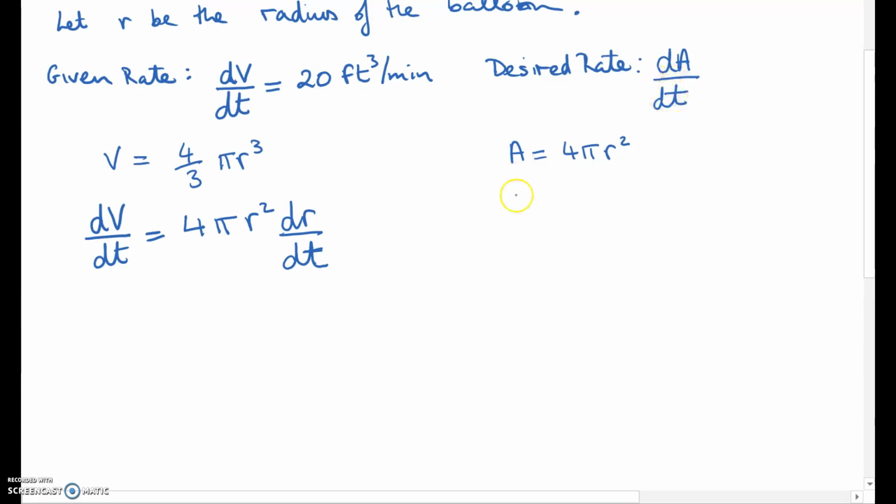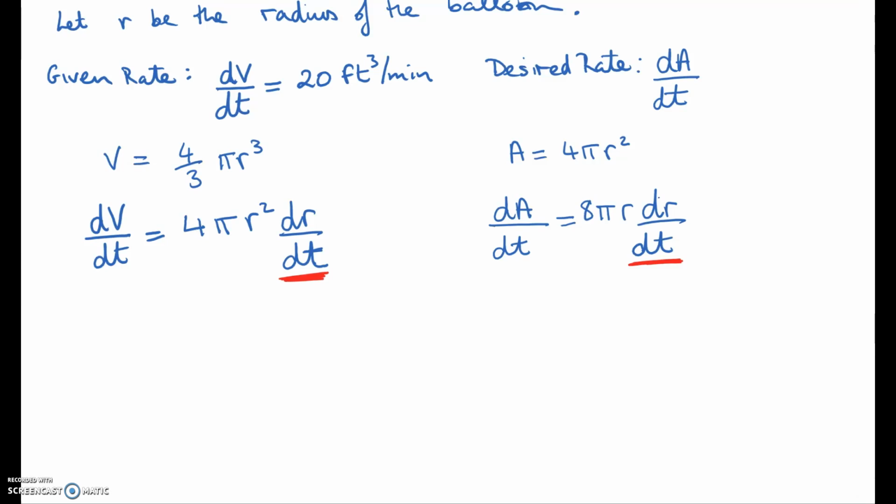We're going to want dA/dt, so let's do that now to see what it looks like. dA/dt: differentiate here, multiply by the power, 2 times 4 is 8, pi is just a constant, so keep it there, 8 pi r, reduce the power by 1, and again, since we're differentiating with respect to time, don't forget to make this dr/dt. This step and this step are the new stuff that you have to look out for all the time.